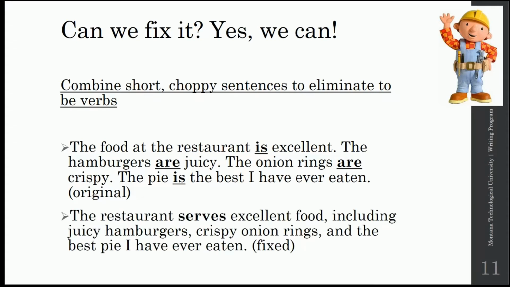We can say the restaurant serves excellent food, including, and now we have a serial list. Juicy hamburgers, crispy onion rings, and the best pie I have ever eaten. It violates our rules on parallelism, but it fixes our problem for to be.